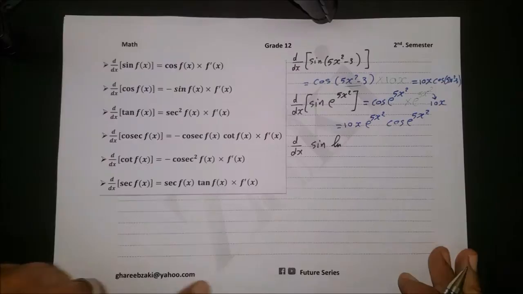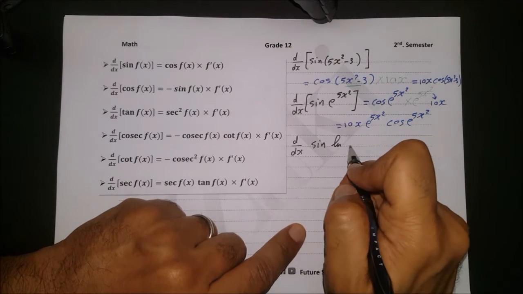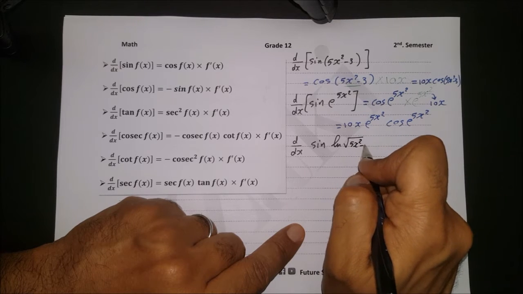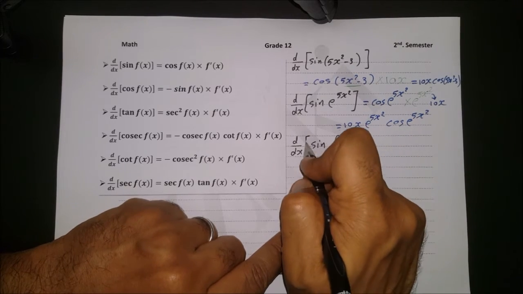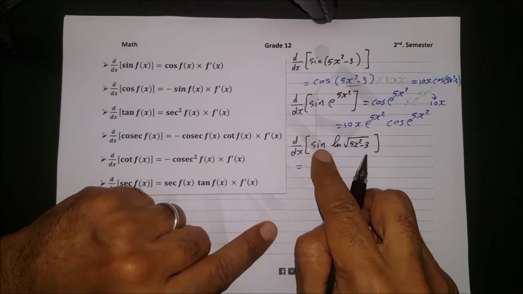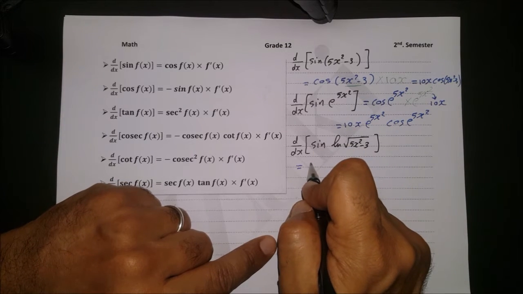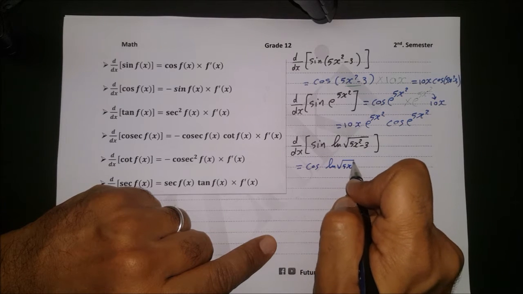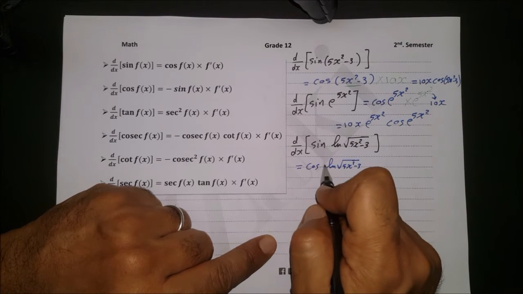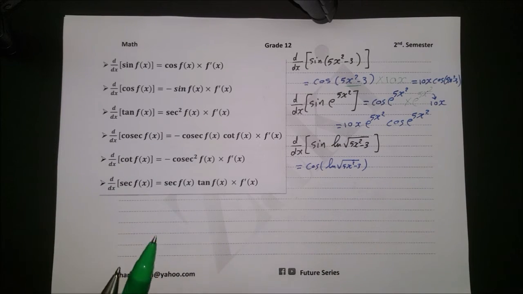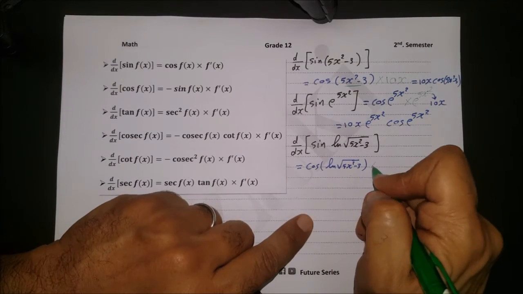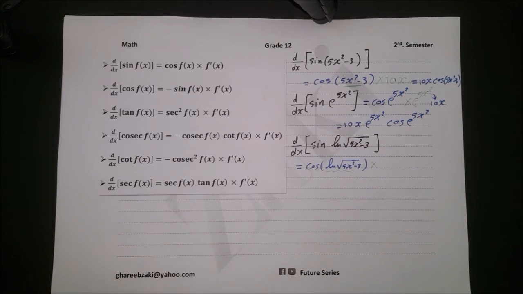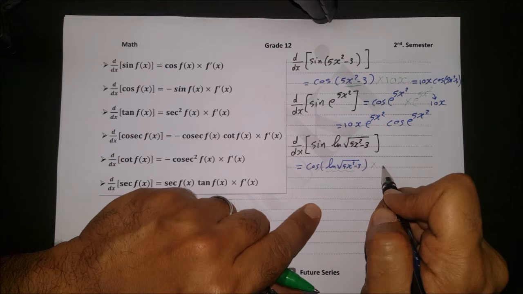Another example, d by dx of sine of ln of square root of 5x squared minus 3. The derivative of sine is cosine, so it's cosine of ln of square root of 5x squared minus 3. Remember, this is the angle. Now, multiply by the derivative of the angle. What is the derivative of ln? The derivative of ln is a fraction.